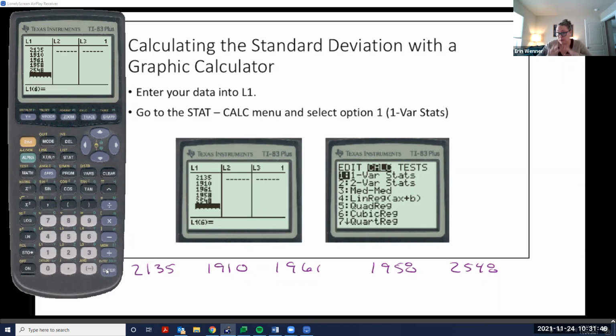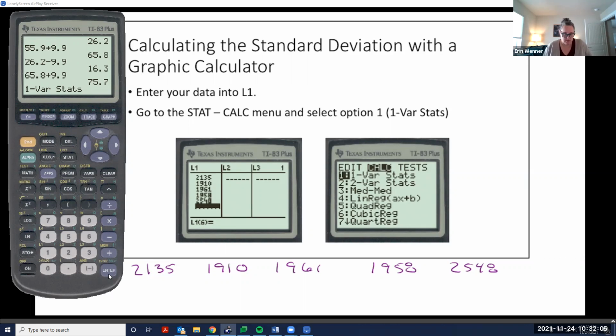It doesn't matter. They will figure that out, right? And by they, I mean the little elves that live in our calculator who do the work for us. It does not matter. So then you're going to go to stat and then to the calc menu. So we go to the right and then we want one var stats.